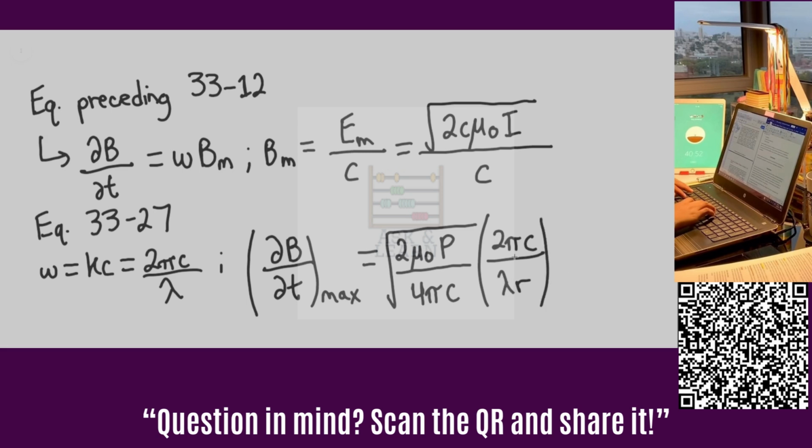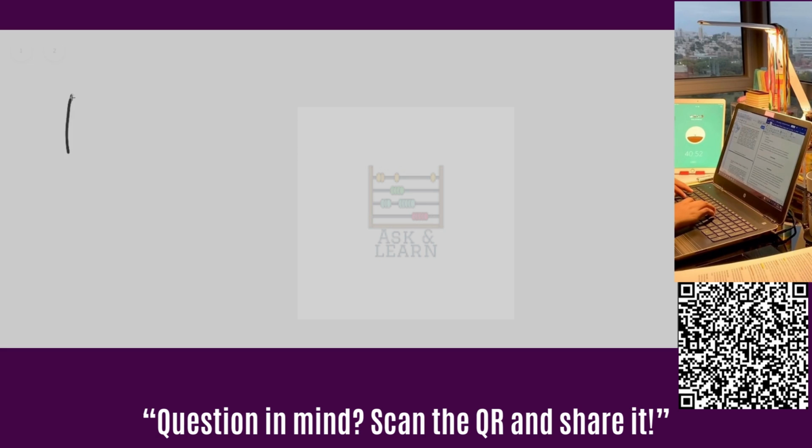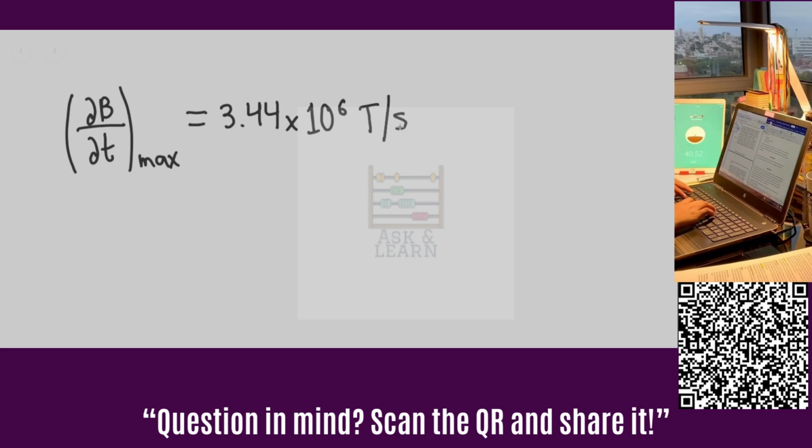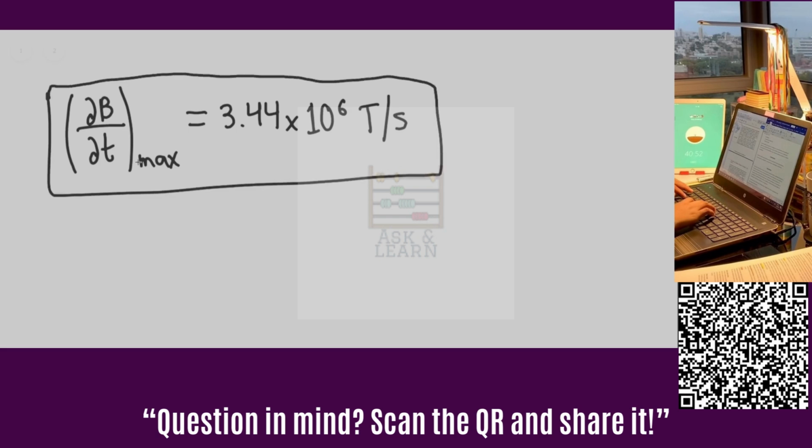And we can then substitute, and we find that the partial derivative of the magnetic field with respect to time, max, would be equal to 3.44 times 10 to the sixth. And of course, the units would be Teslas per second. This would be our final answer. That is the end of the solution.